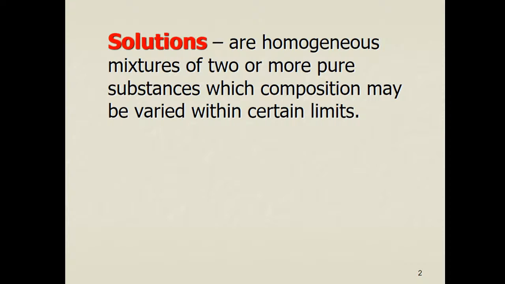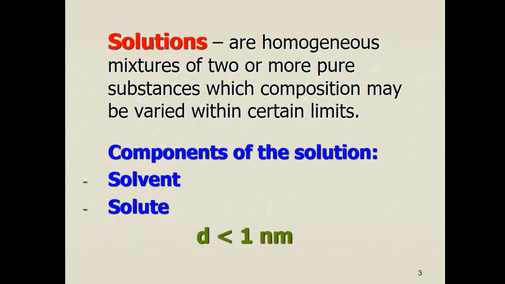So what are solutions? A homogeneous mixture of two or more pure substances. If we deal with true solutions, they are homogeneous, and their composition may be varied within certain limits. What does it mean? That the concentration of the dissolved substance can be different within exact limits. Components of solutions are solvent and solute. Usually one solvent. Solvent is a medium where the solute is dissolved.